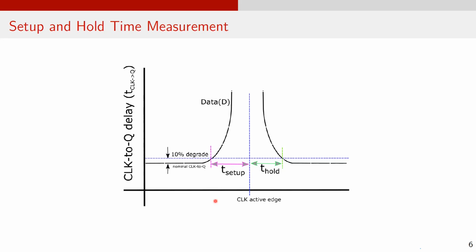This figure shows a graphical representation of the setup and hold time measurement. This is nominal clock to Q delay. As we move data closer to the active edge of the clock, we look for the point where clock to Q is degraded by 10%, and that's the setup time. In the same way, we measure the hold time. For accurate timing results, setup and hold time should be characterized separately for a rising D input and a falling D input.